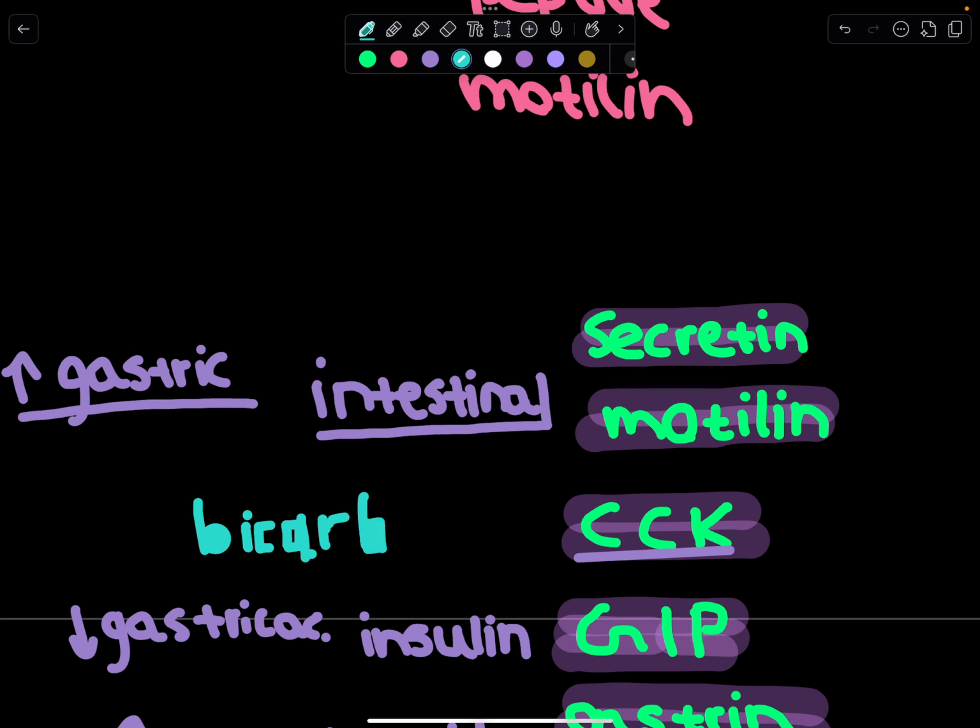Oh, close, but not quite. The hormone that boosts pancreatic bicarbonate secretion to neutralize acidic chyme and reduces gastric acid is secretin from S cells. CCK mainly handles pancreatic enzyme secretion. Did you say secretin?